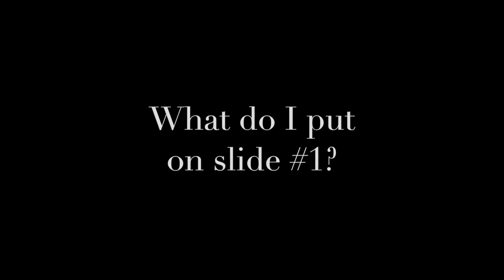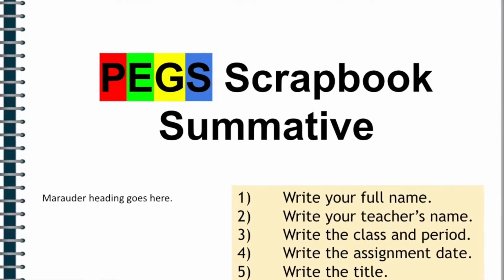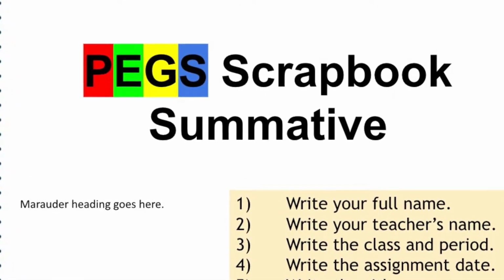Looking at our slideshow, we open it up. The first slide says PEGS Scrapbook Summative, and it's got a place for your Marauder heading. Please put your Marauder heading 1, 2, 3, 4, 5. Put all of those details on the first slide.